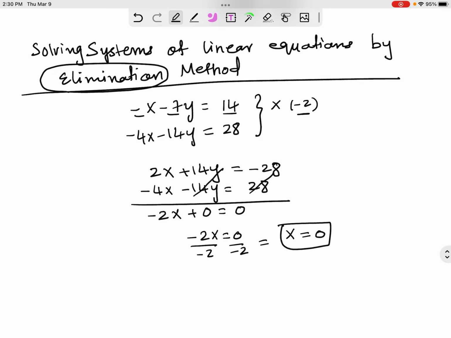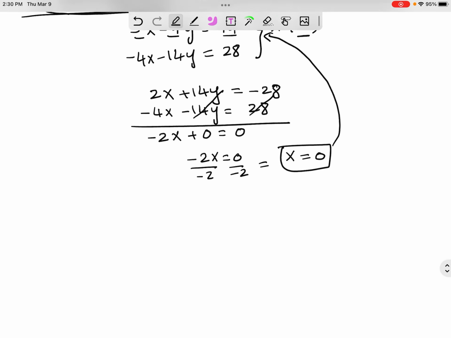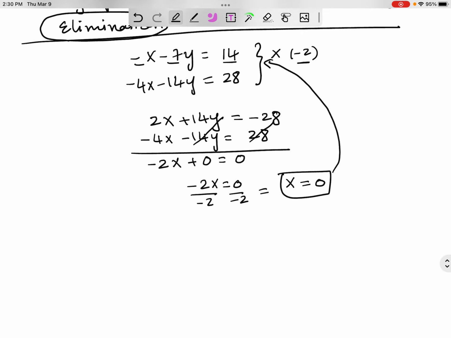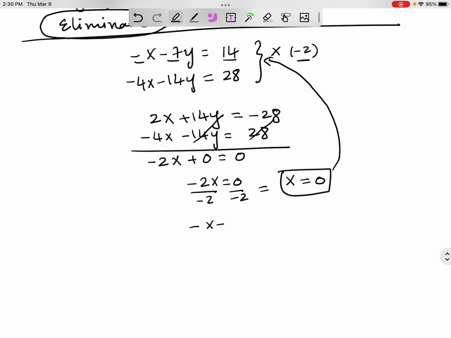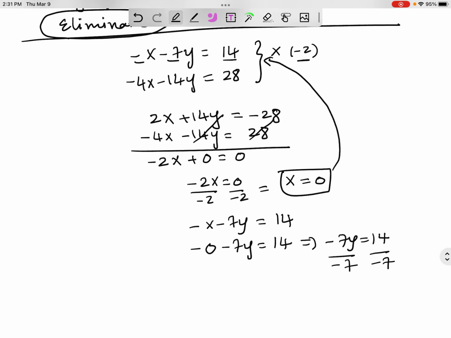This x value we can plug into either of the two equations, either the first equation or the second equation. I'll plug it into the first equation. You can do it in the second equation as well. So the first equation that I have is -x minus 7y equals 14. I'm going to plug in x equals 0 in here. So -0 minus 7y equals 14. So we end up with -7y equals 14, and then we divide both sides by -7. So we get y equals -2.